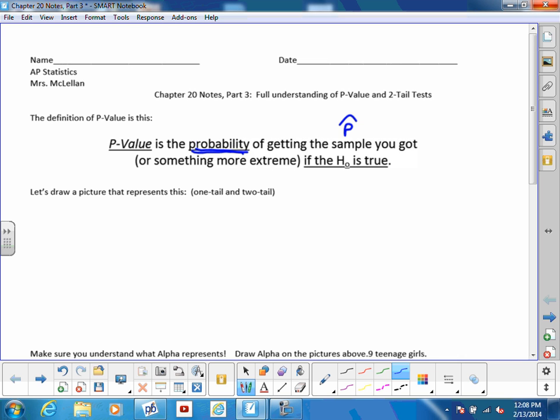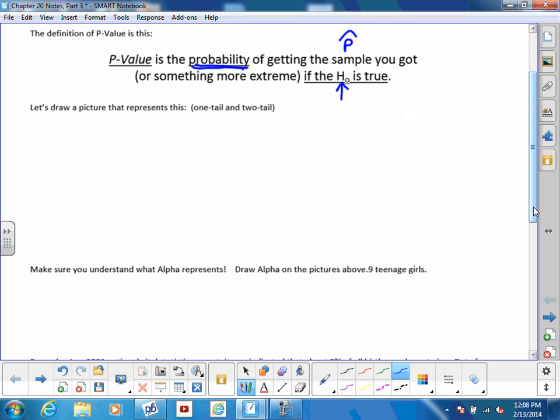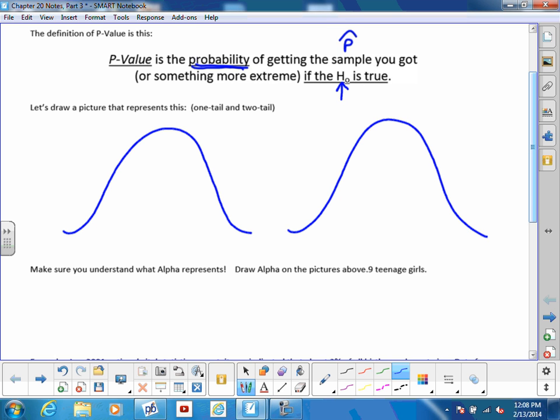Something more extreme means going out to infinity, whether you're going out to positive infinity if it's an upper tail, or negative infinity if it's a lower tail. Something more extreme, if the null hypothesis is true. The concept of the null hypothesis being true happens because of this. So let's draw two pictures here: one is going to be a single tail and one is going to be a two-tail.